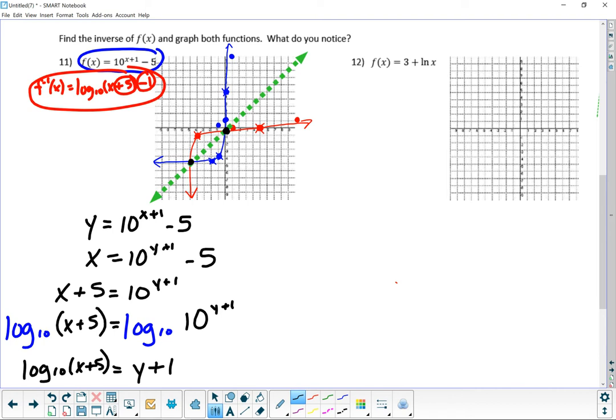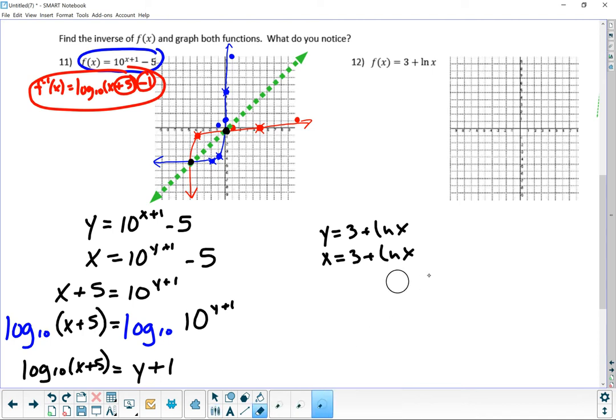Okay, the last one is a natural log. So first we're going to do the inverse. So f of x, we're going to call that y. So it'd be y equals 3 plus ln of x. Swap x and y. So that would be x equals 3 plus ln of y, because I swapped the x and the y. Then we're going to solve for y, meaning get rid of the 3. So minus 3. So I'll have x minus 3 equals ln of y.